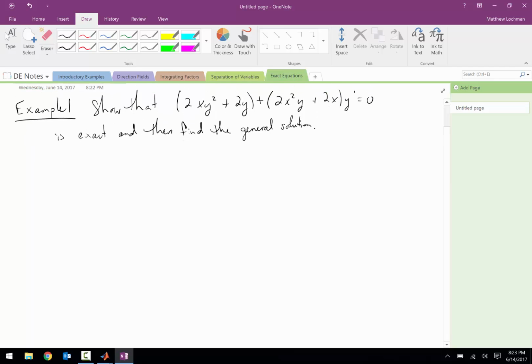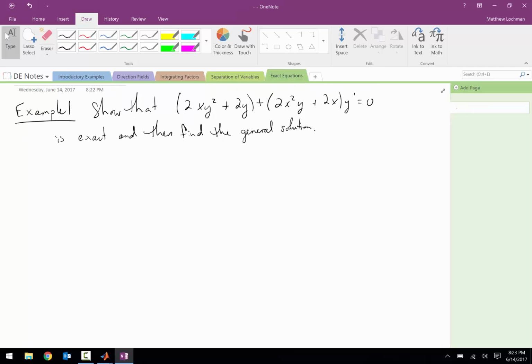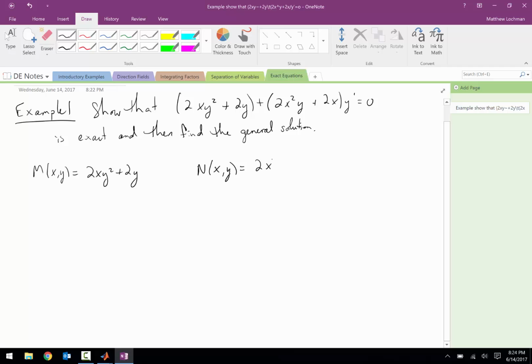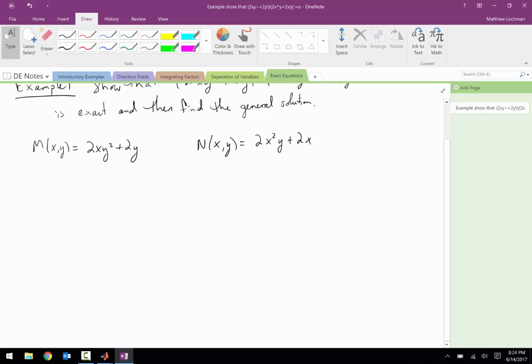Okay, so kind of following the notation in Paul's online notes, we have two multivariable functions. The first one is that guy, and then N is the piece that has y prime on it. Okay, so the idea is to check that these are exact, we need to take some partial derivatives.